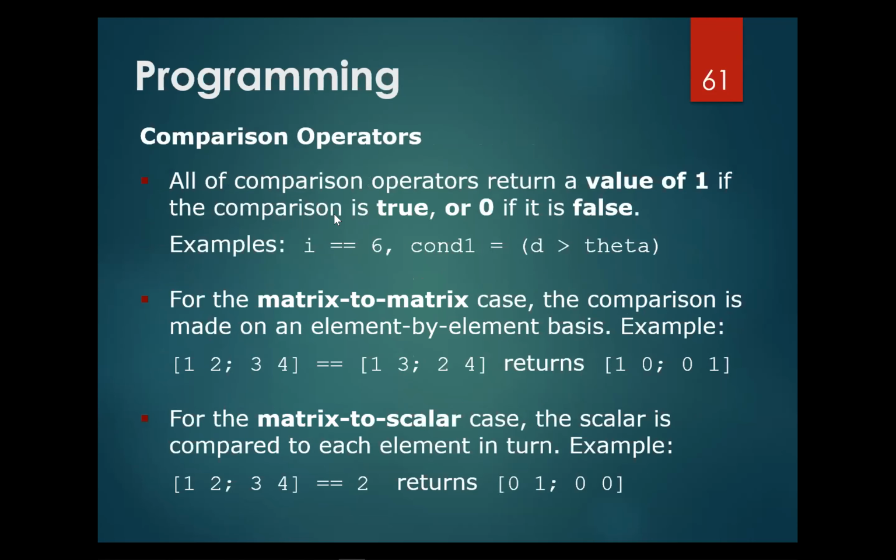Then comparison, comparing values of two things. We use the double equal to sign to do comparison, and we use the single equal to sign for assignment. So you have to understand: if you are assigning a value to a variable, you use single. And if you are comparing two things, you want to know whether the value in I is equal to 6, you use the double equal sign. If it is true, it will return 1, and if it is false, it will return 0.